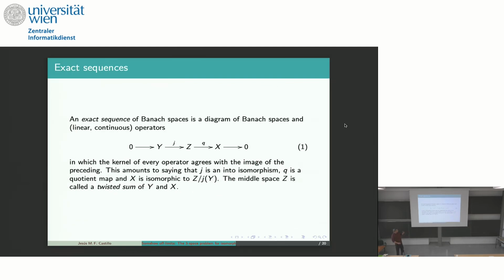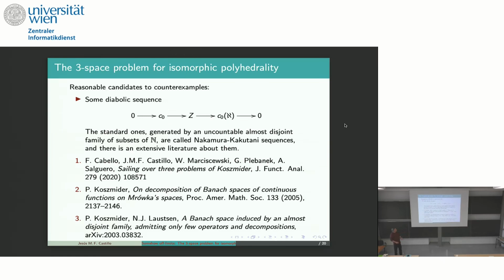So, let's think about the property. If Y is isomorphically polyhedral and X is isomorphically polyhedral, must the middle space Z be isomorphically polyhedral? I thought, no. A counterexample. Probably the simplest counterexample I can imagine is a twisted sum of two C0 of Gamma spaces, because it is the simplest polyhedral space we have in mind.